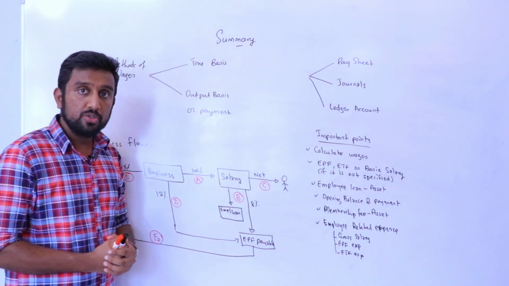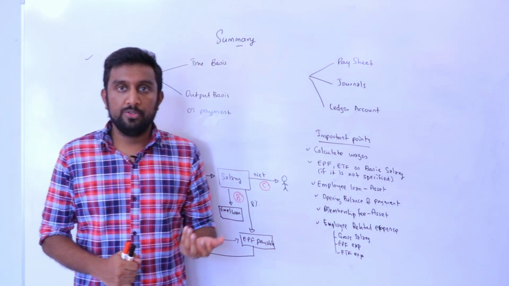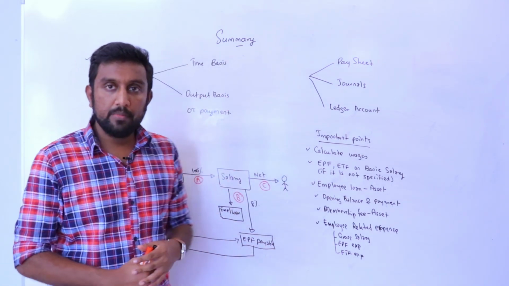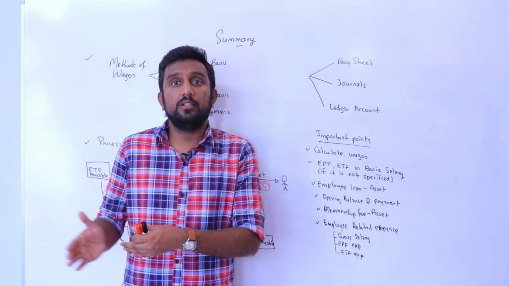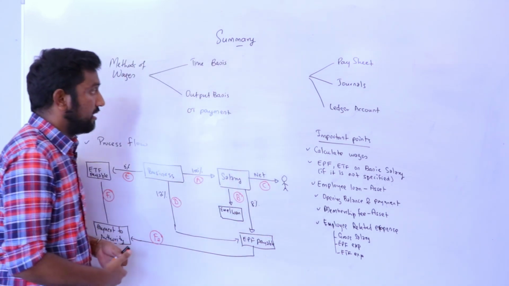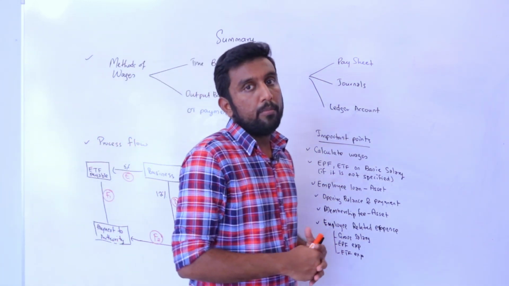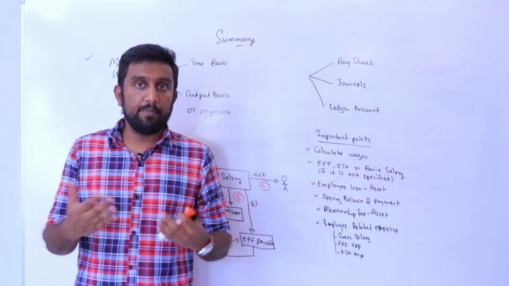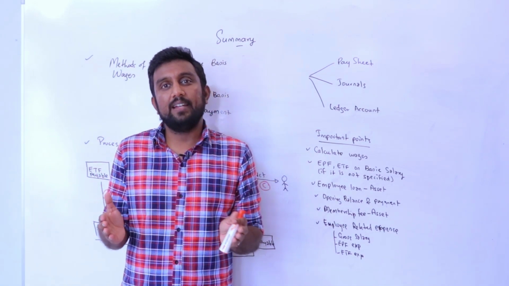So time basis equals number of hours worked times rate per hour. Output basis equals number of units times the rate per unit. Then overtime payment. In overtime payment, they allocate some hours to work, but the employee worked additional hours, so we are paying for that. We are paying some additional salary for that. That is what we call overtime payment. So overtime payment equals number of overtime hours times rate per overtime hour. So in a question, in the pay sheet, we may have overtime rates for weekday and weekend separately.